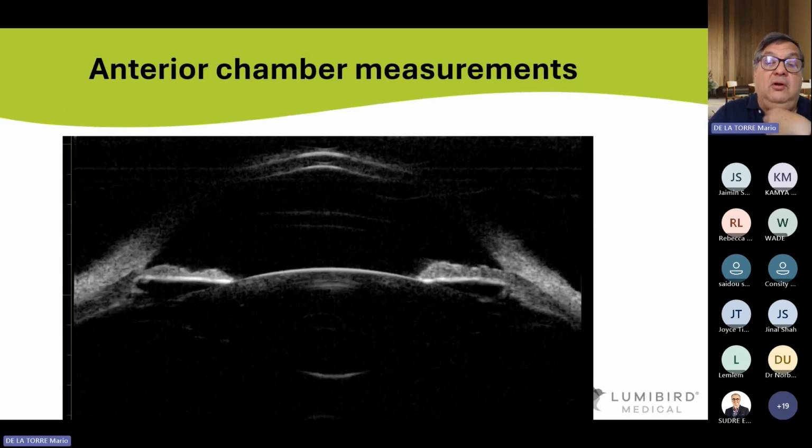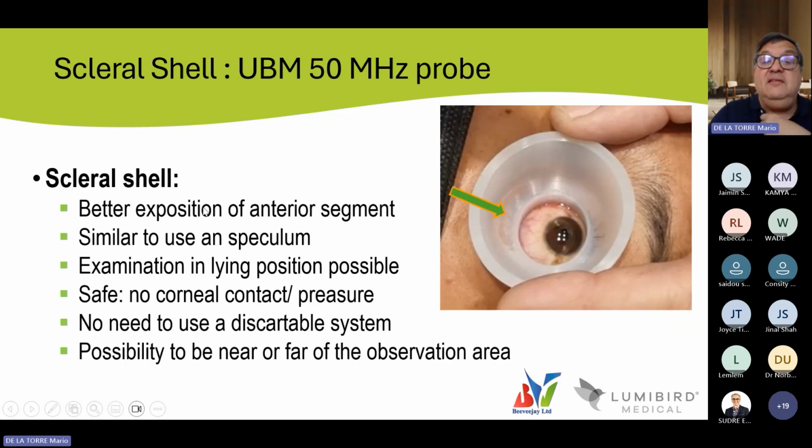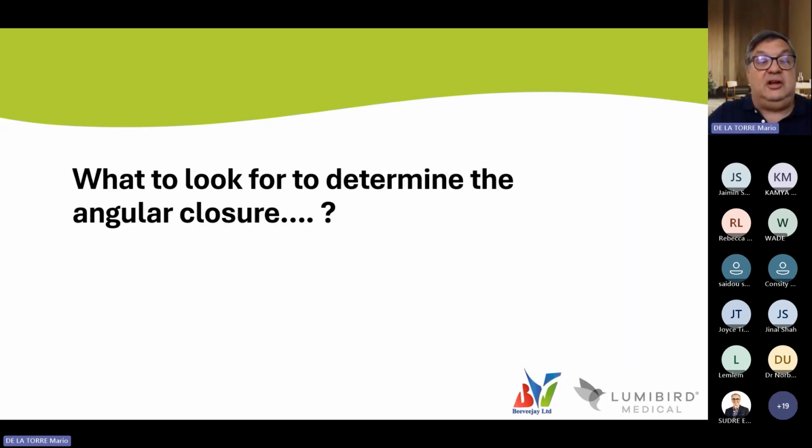We can have all the anterior chamber measurements. It all depends on the age of the patient. And we can use the clear scan. That is something that we can adapt. It's disposable, comfortable and easy for the patient. And sometimes we can also use scleral shells, so as not to use the clear scan that is disposable, you can make this section with the scleral shells.